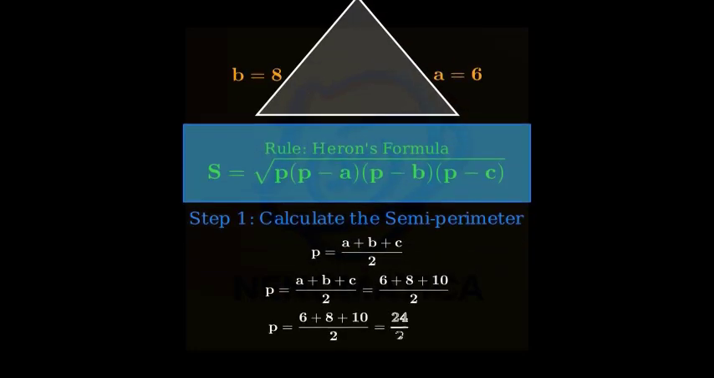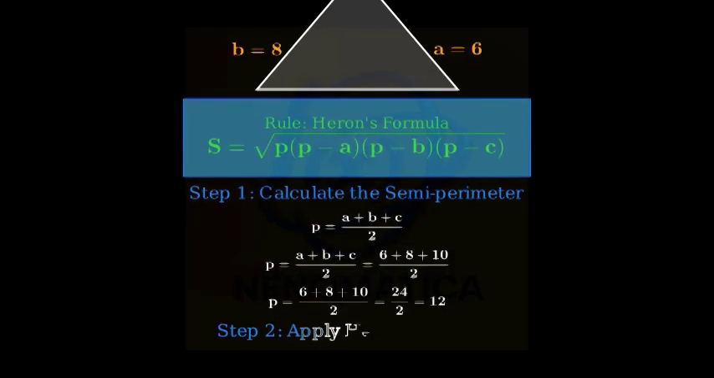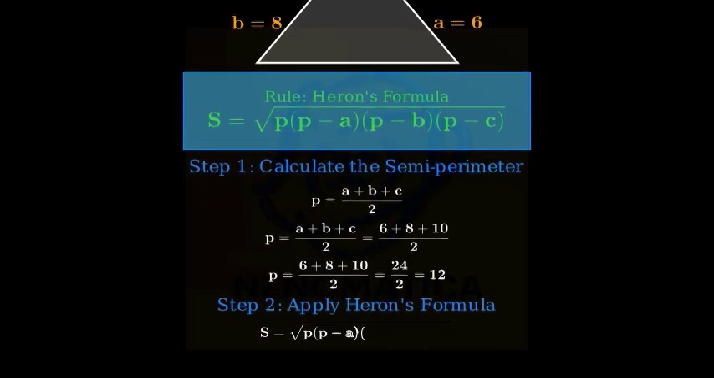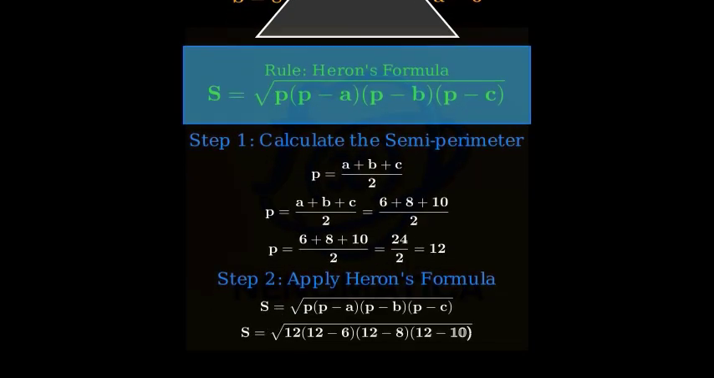6 plus 8 plus 10 equals 24. 24 divided by 2 equals 12. So our semiperimeter P equals 12. Step 2. Now we can apply Heron's formula using our calculated semiperimeter. The area S equals the square root of P times P minus a times P minus b times P minus c. Substituting our values, we get S equals the square root of 12 times 12 minus 6 times 12 minus 8 times 12 minus 10.